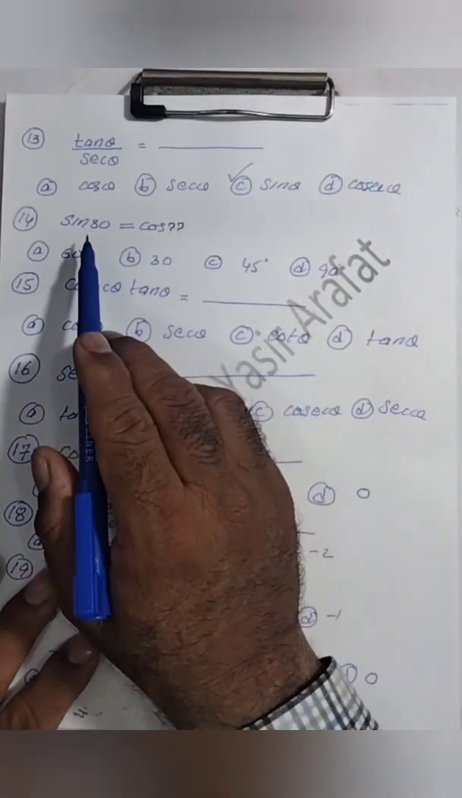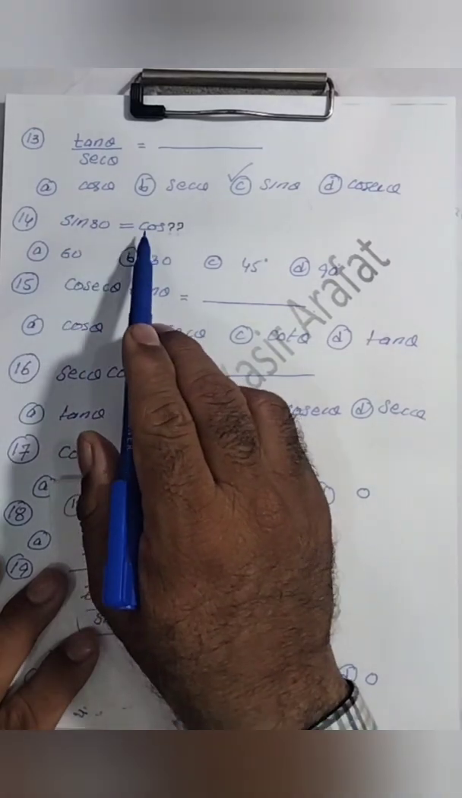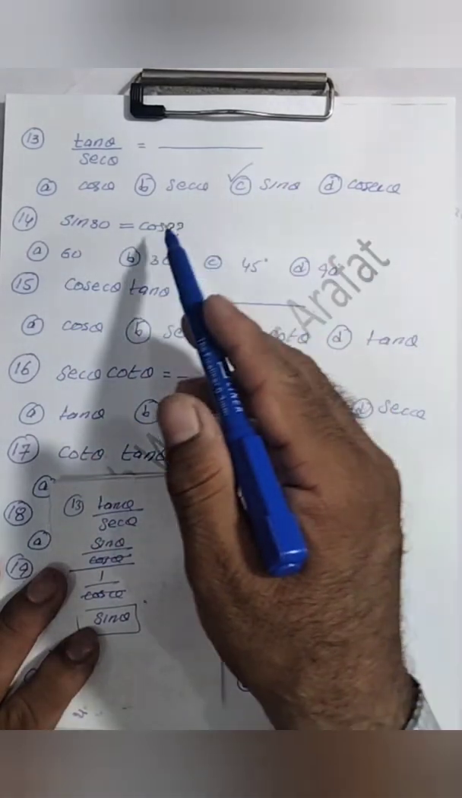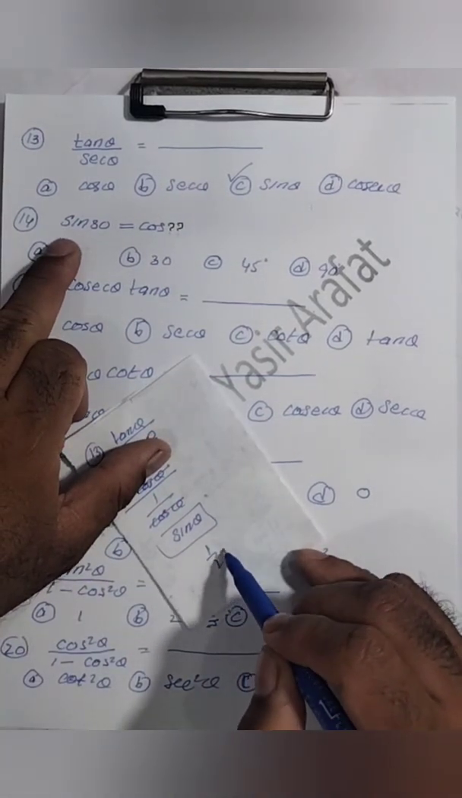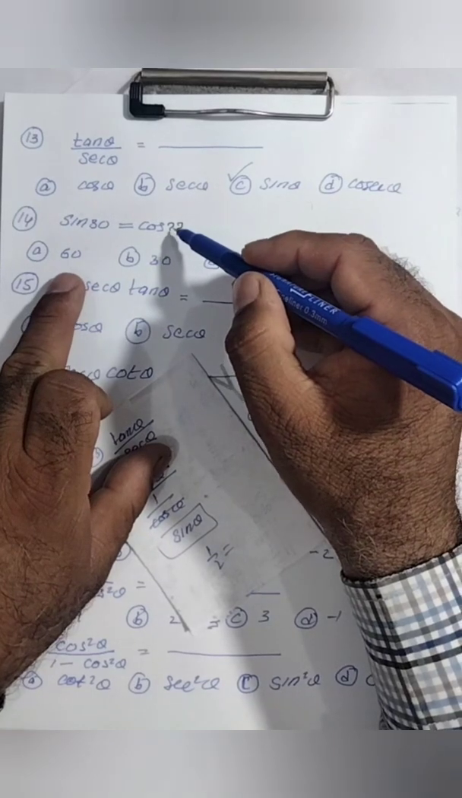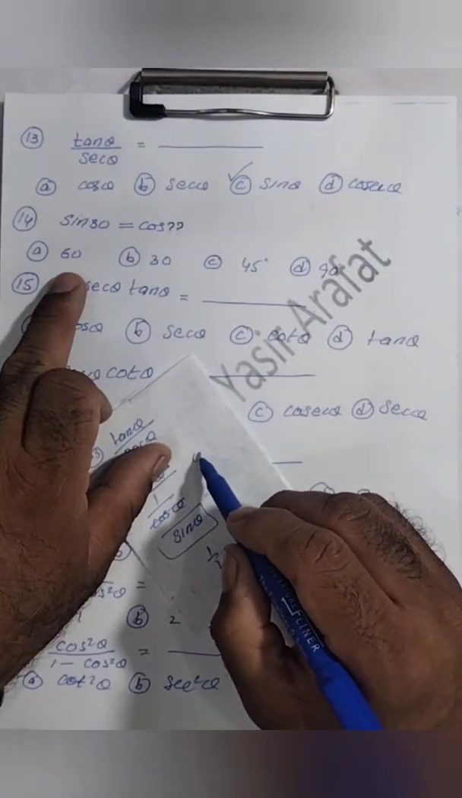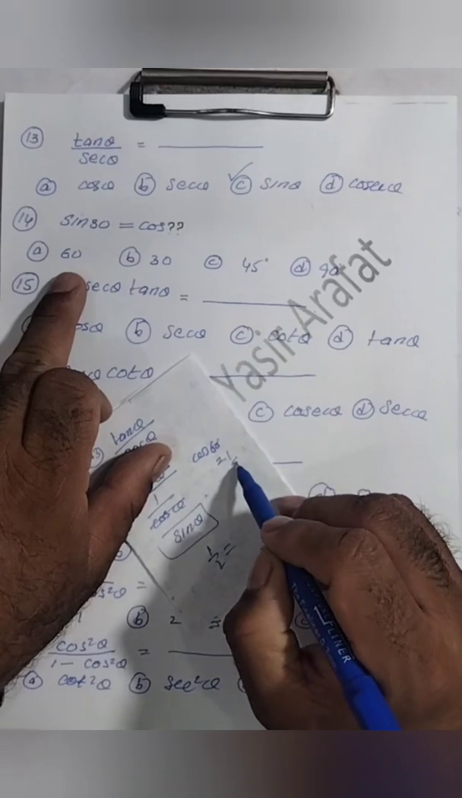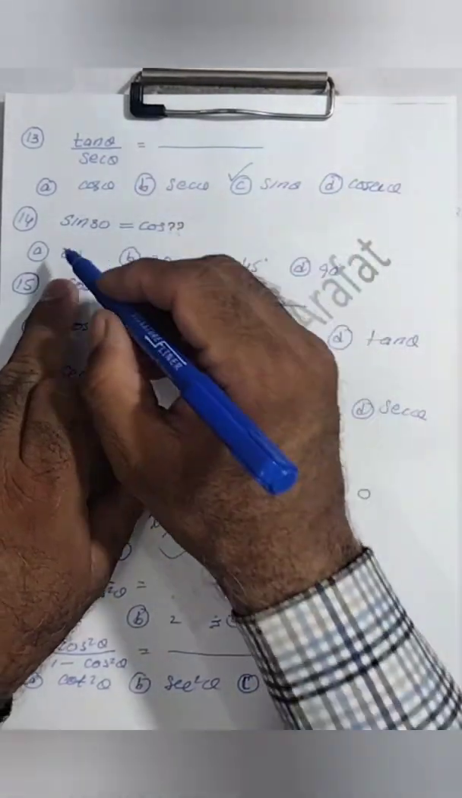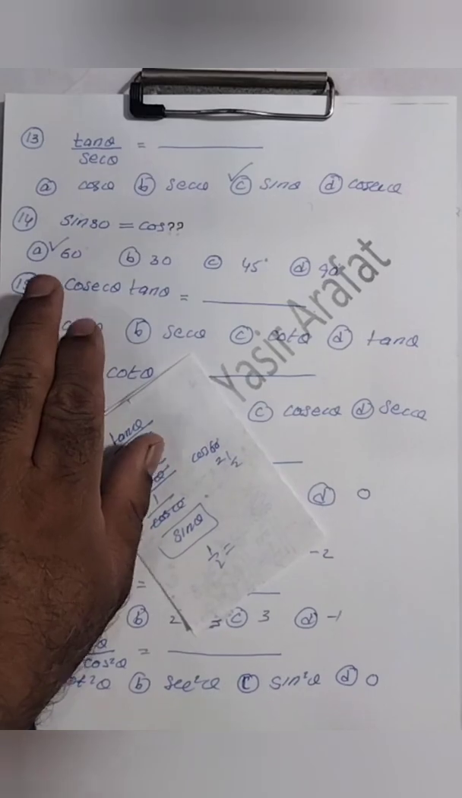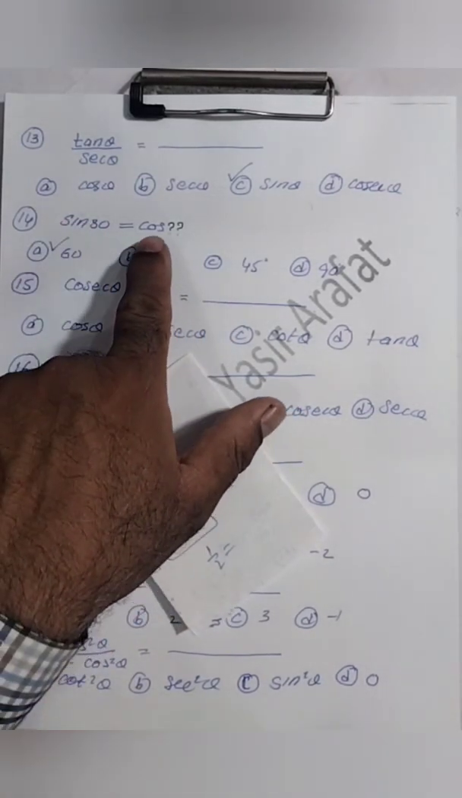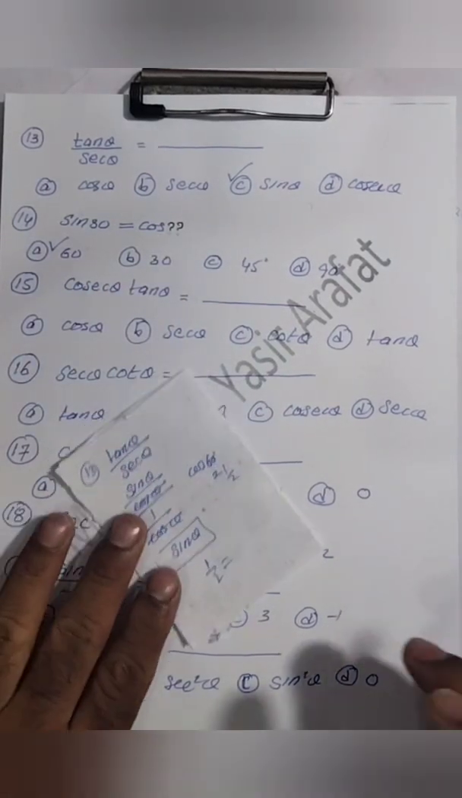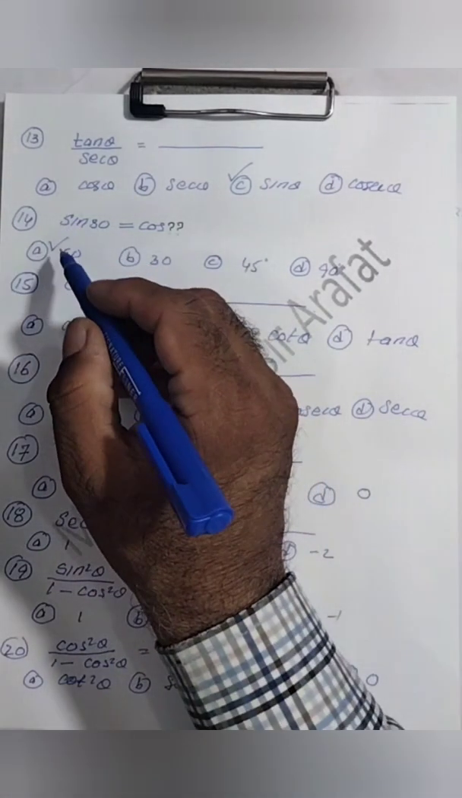Now here, dear students, this is sin 30, which is equal to the value of cos of which angle, having the same value here. Sin 30 is equal to 1 upon 2. So what should be the angle here? That is 60, because cos 60 degree is equal to 1 upon 2. So the correct option is A, and we have to put the value of 60 here. The value of sin 30 is half, and the value of cos 60 is 1 upon 2. So the correct option of the 14th MCQ is 60.